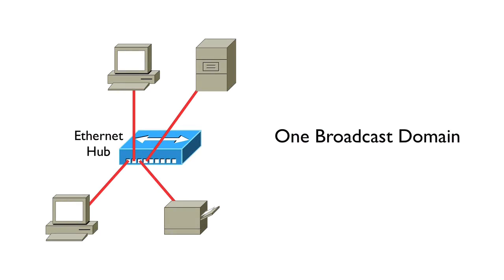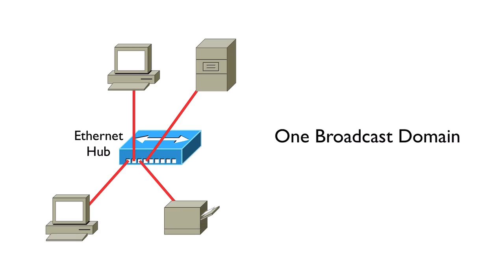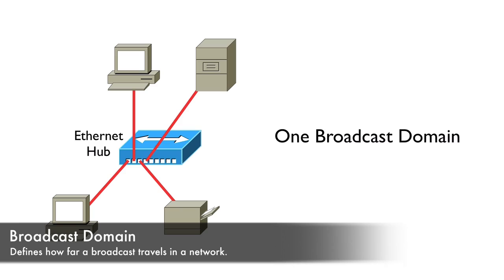We know that an Ethernet hub has all of its ports in the same collision domain. In other words, a collision that occurs off of one port affects everyone. Let's contrast a collision domain with a broadcast domain. A broadcast domain defines how far a broadcast is going to radiate throughout the network.